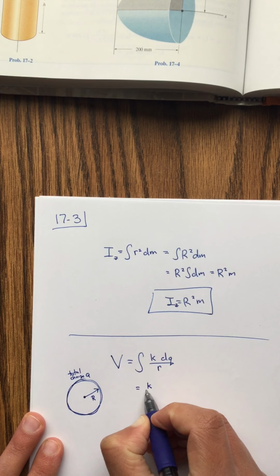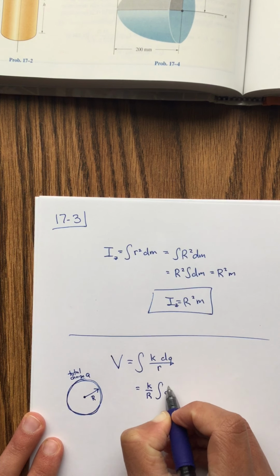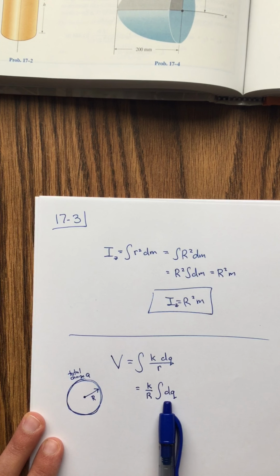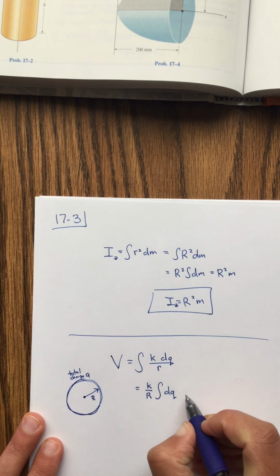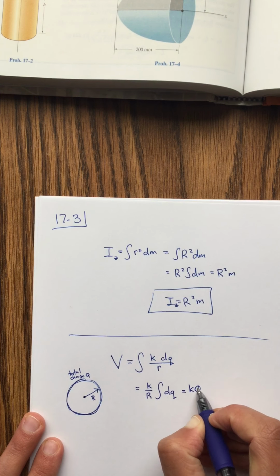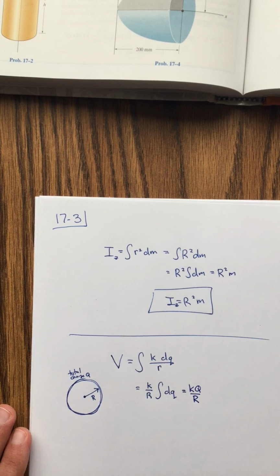So you can pull the K outside, you can pull the R outside, and then you just have dq. Rather than expressing dq in terms of R by using a charge density, you can just add up all the charge that you have, which gives you capital Q, and we get KQ over R, which is the correct potential at the center here.